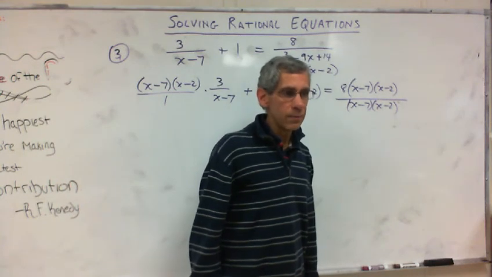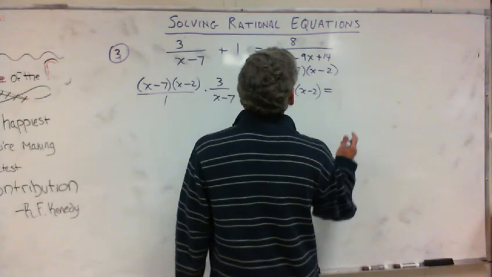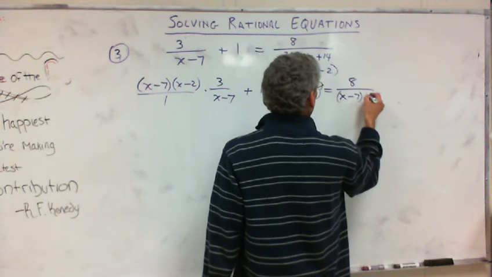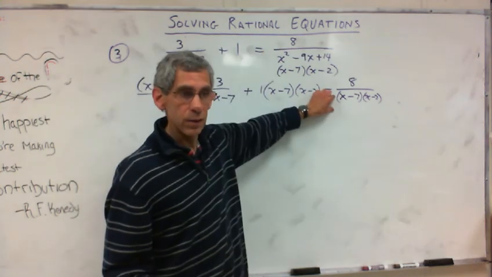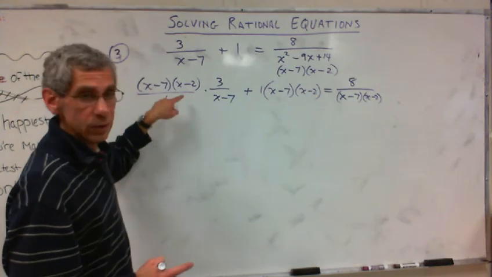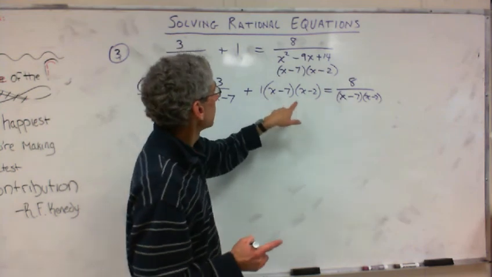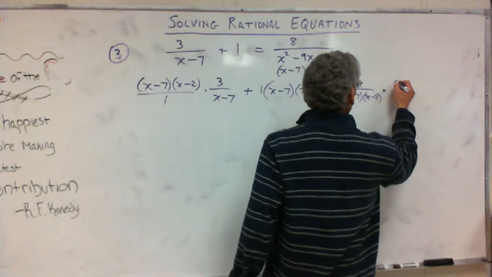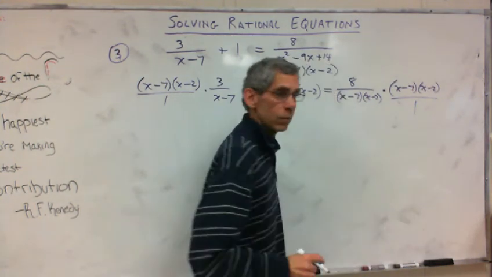Did I lose you guys on that step? Yes. You guys told me not to erase it, but I'm going to erase it so you can see. So here's my fraction, x minus 7, x minus 2. That is here, right? This is the same thing as this, but I have to multiply everything by this. I've multiplied this fraction by this. I've multiplied this 1 by this. Now I've got to multiply this fraction by this as well. So I've got to do times x minus 7, x minus 2 all over 1, right? Does that make sense?